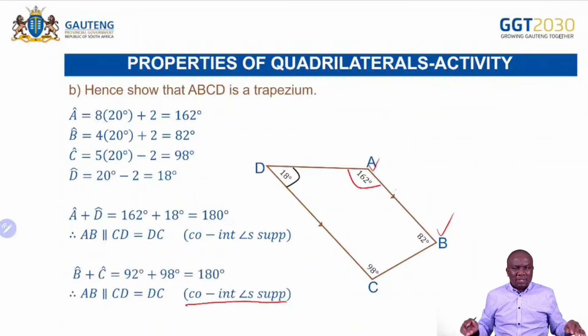Now, are we ready to look at the properties of our quadrilaterals? Parallelogram, rectangle, square, rhombus, kite, trapezium. The six of them. That's what we're going to be doing. So that's why I said we're going to be writing a lot today. Right, let's go to the first one.